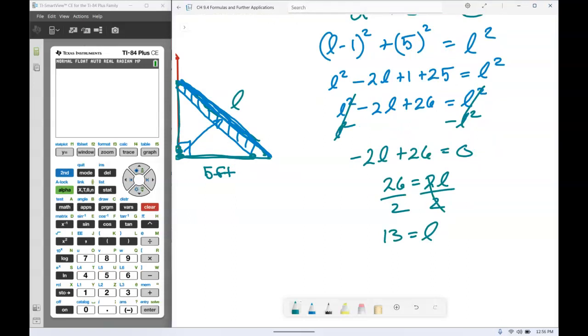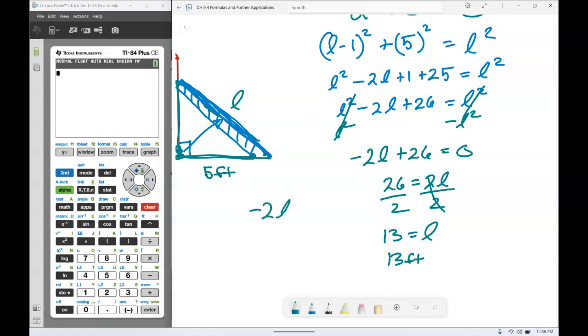So when we combined our like terms, the quadratic went away. So we just had a linear equation. We're just going to solve, and we get 13 feet. Length can't be negative. No matter how you do this, here what we did is we added 2L to the other side. Now everything's positive. So when we divide, it's still positive.